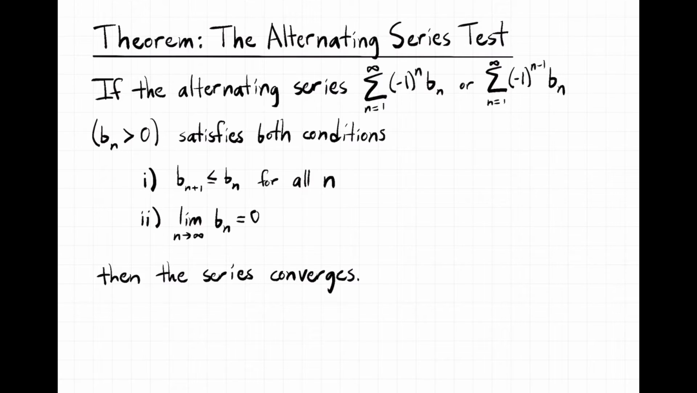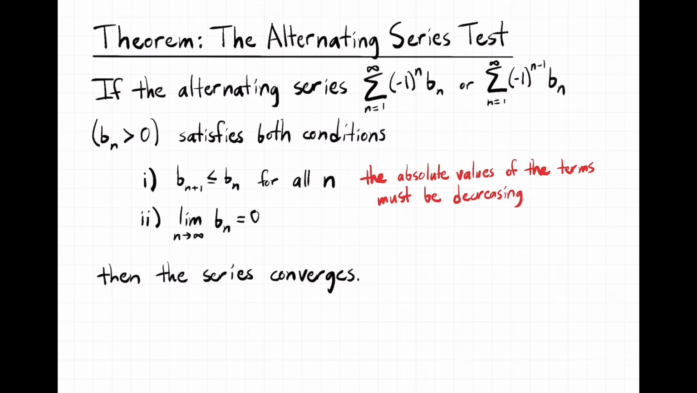Those conditions are, first of all, that bn plus 1 must always be less than or equal to bn for every n. In other words, the absolute values of the terms must be decreasing, or at least non-increasing. And the second condition is that the limit as n goes to infinity of the bn's must equal 0.